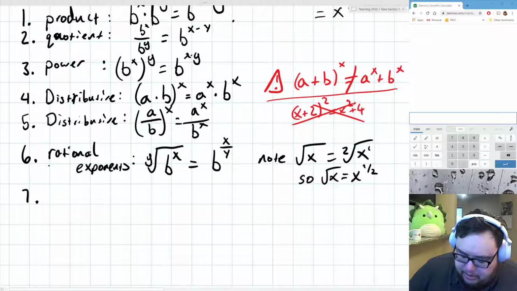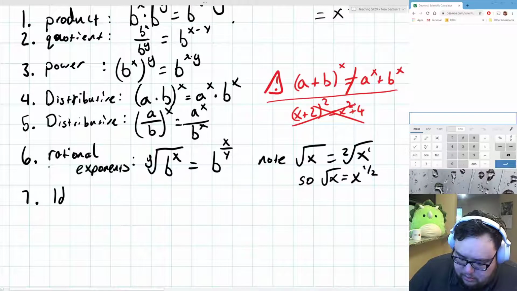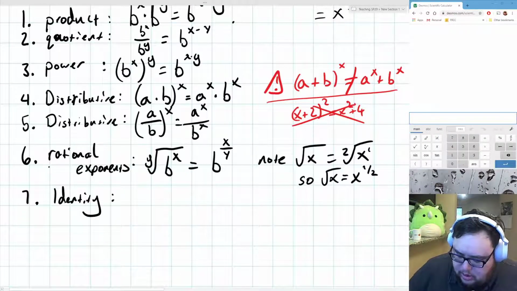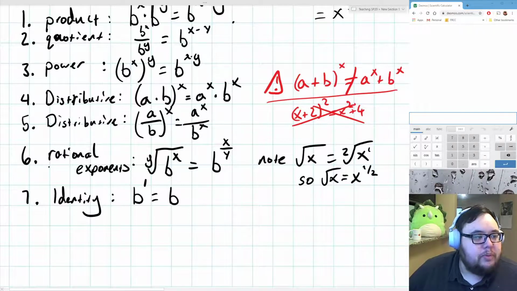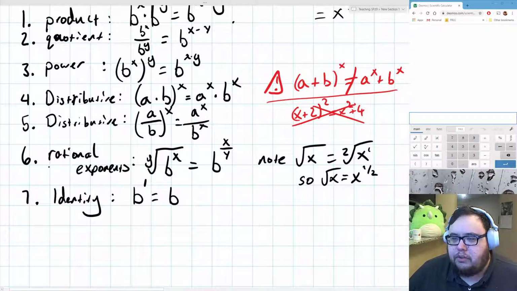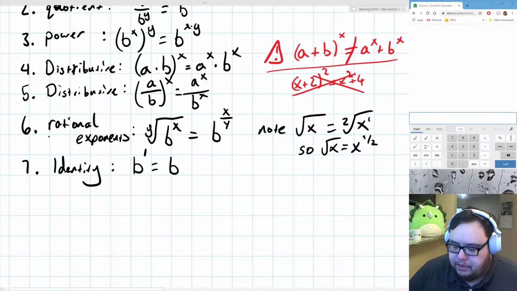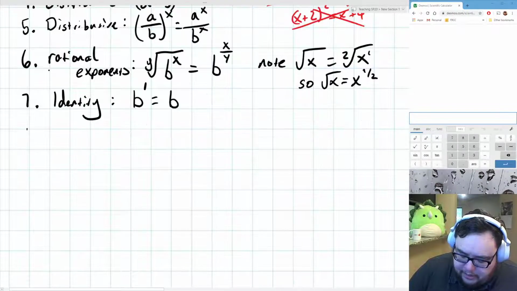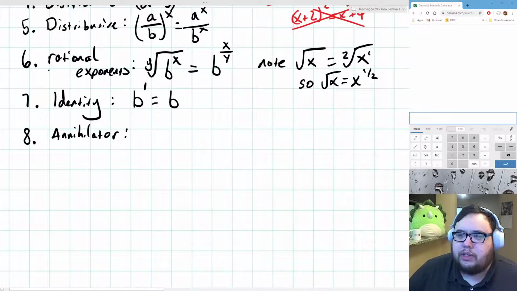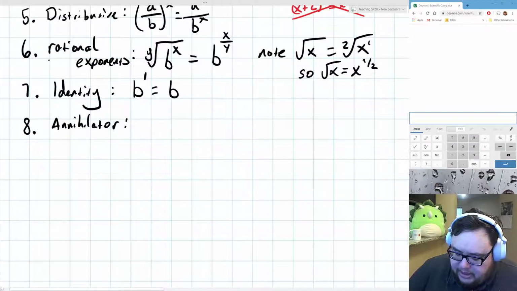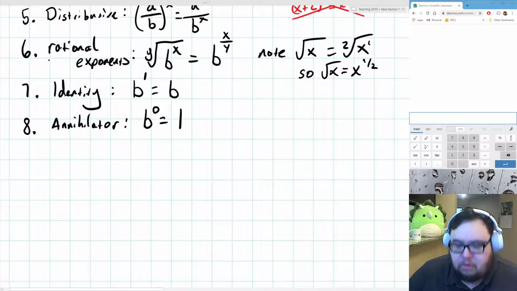So, number 7, we have an identity property, which is that anytime we have b to the power of 1, that's just b. So if you raise anything to the first power, you get itself back. Pretty self-explanatory. And finally, we have what's called an annihilator property, which I think is way too cool of a name for something as lame as a mathematical property, but I don't know. Anything to the power of 0 is 1.